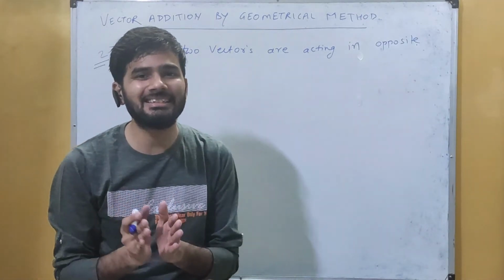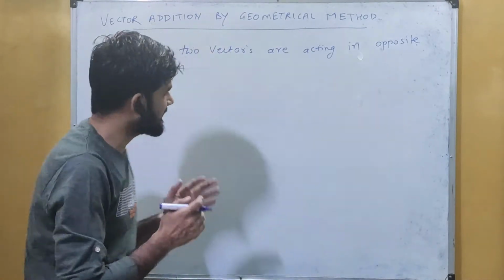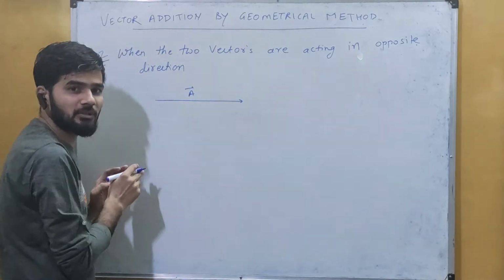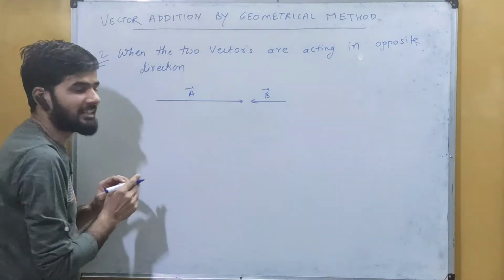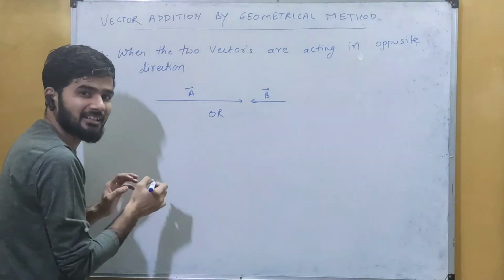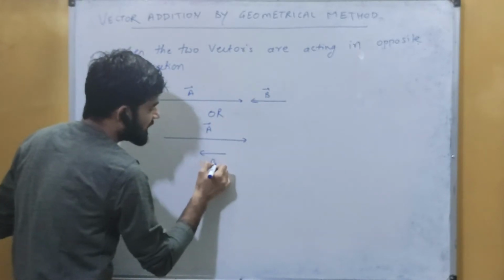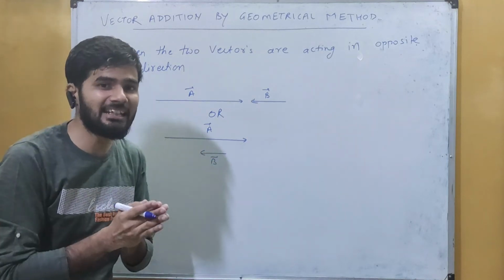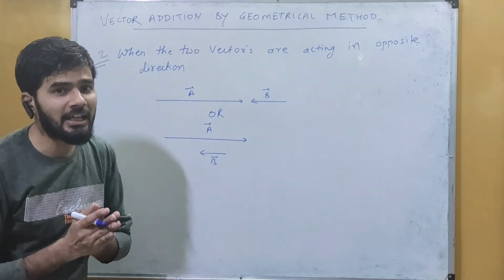Now here let us consider the second case when the two vectors are acting in the opposite direction. So let us consider we have a vector A which is acting in that particular direction, and we have vector B which is acting exactly in the opposite direction. We can make its diagram something like this, that we have this vector A and this is the vector B. Both are the same thing, but the thing is that they are acting in the opposite direction, that is the angle between the vectors is 180 degree.